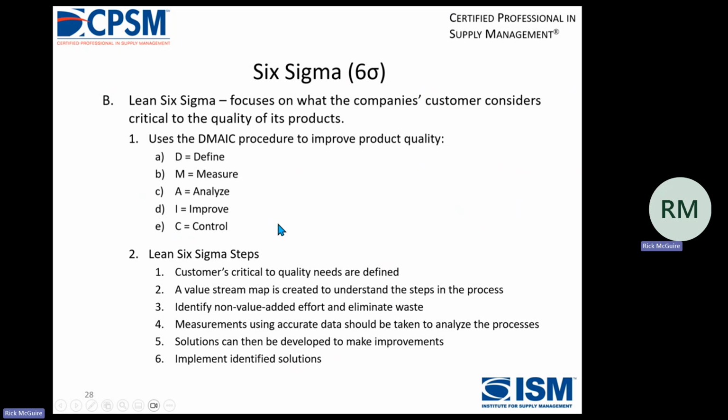Then there's Lean Six Sigma, which uses the DMAIC procedures to improve quality. This comes from Six Sigma, the DMAIC: define, measure, analyze, improve, control. And then Lean Six Sigma, what you're looking at is customers' critical to quality needs. You need to know what those are. You need a value stream map to understand the process. You need to identify non-value added efforts. This is all lean stuff. And then you get into Six Sigma stuff, which measures using accurate data, solutions to make improvements and implement solutions. So the first half is kind of lean, the second half is kind of Six Sigma.